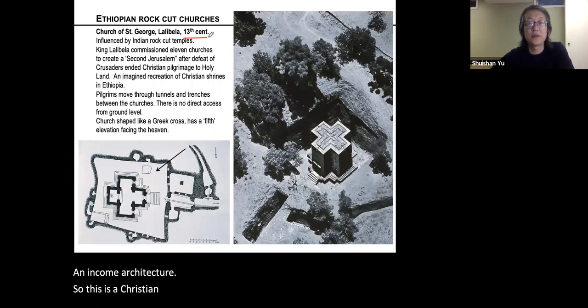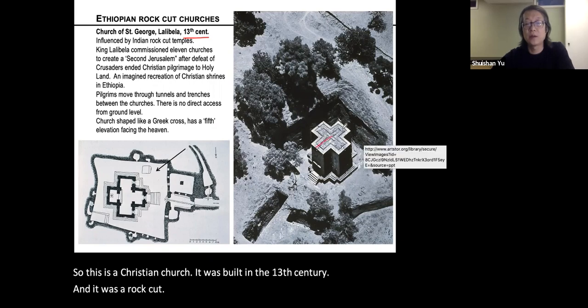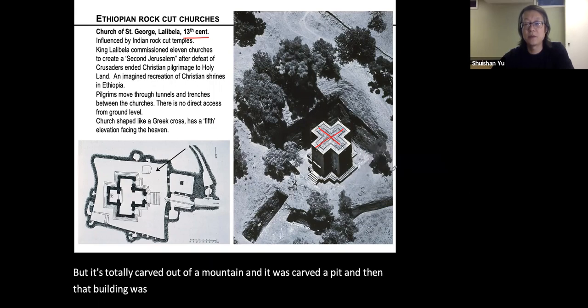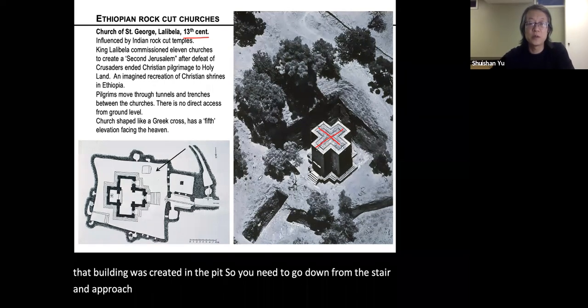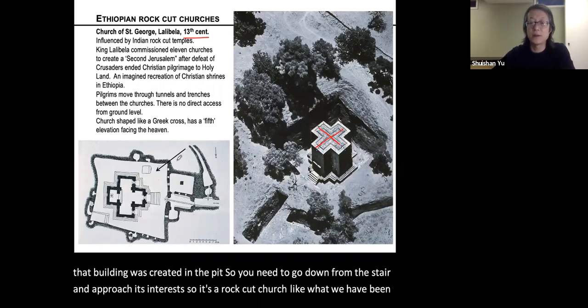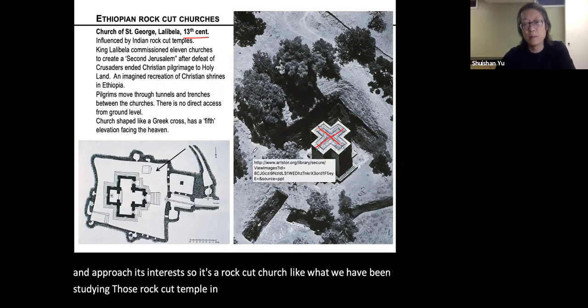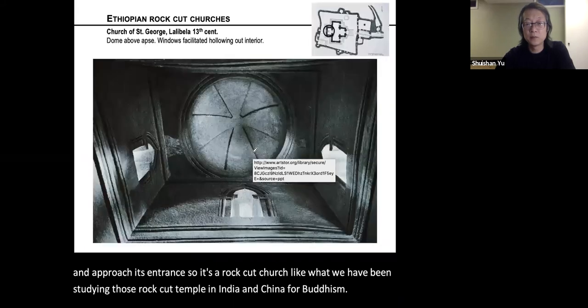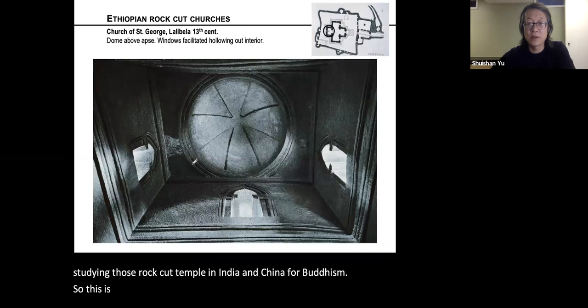It was built in the 13th century, and it was a rock-cut church. It is in the Greek cross shape, but it's totally carved out of a mountain. It was carved as a pit, and then the building was created in the pit. So you need to go down from the stair and approach its entrance. So it's a rock-cut church, like what we have been studying, those rock-cut temples in India and China for Buddhism. So this is the interior, the crossing, and the ceiling.